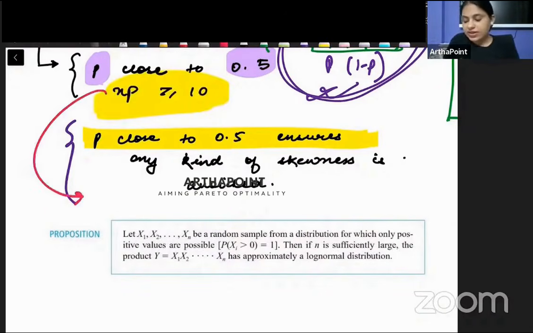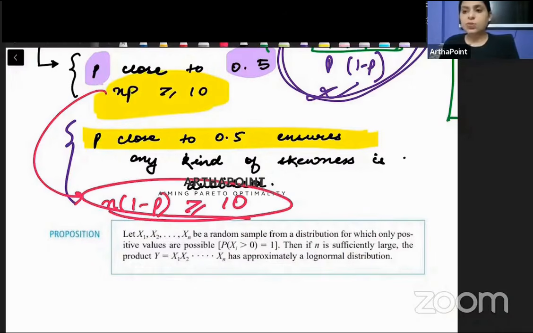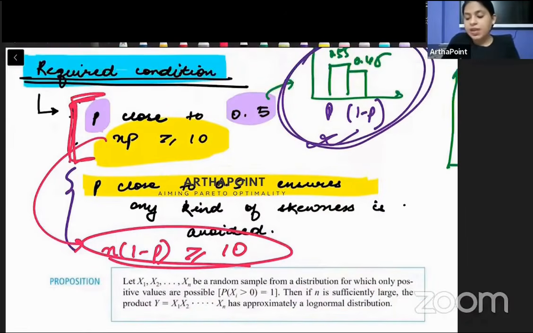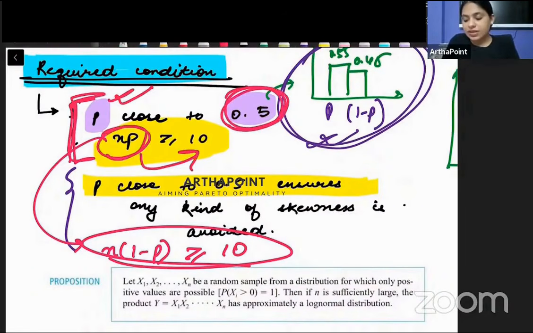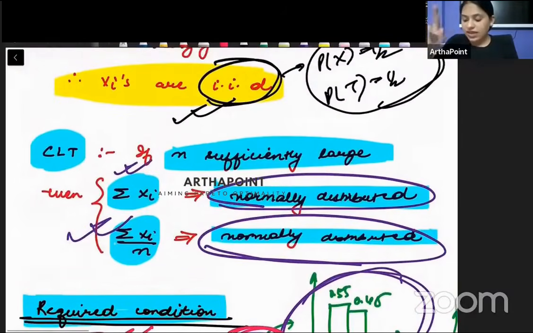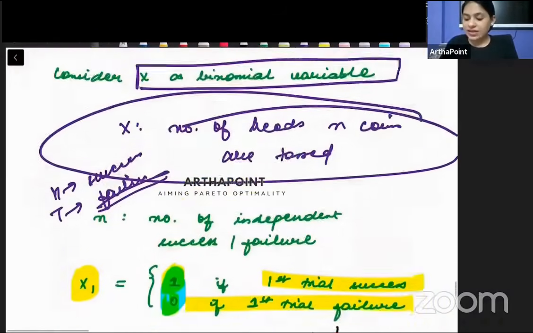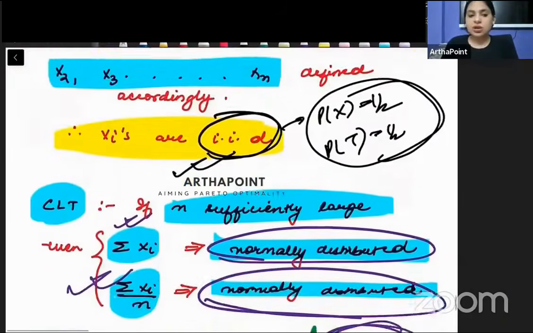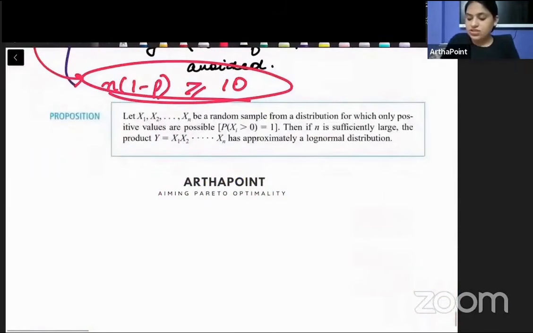बेटा, इसी को rewrite करके we can also say that n into 1 minus p, that means n into q, should also be greater than or equal to 10. तो अगर ये दो condition हमारे satisfied होते हैं, if we have p close enough to 0.5 and np greater than or equal to 10, then we can say that in such a case, the binomial distribution follows the central limit theorem. Okay, this is the last proposition of section 5.4.